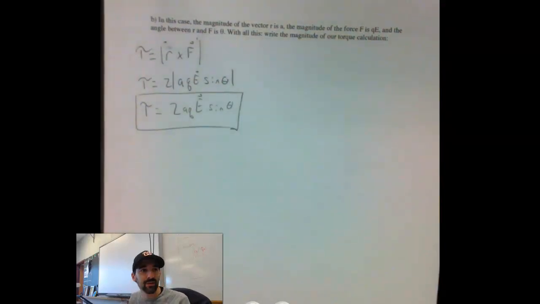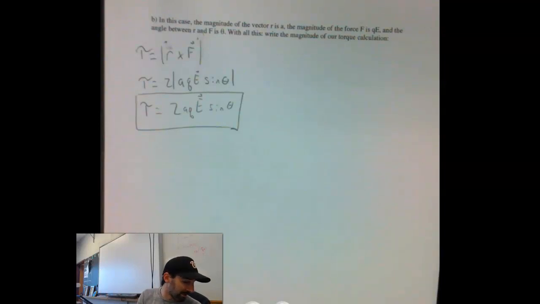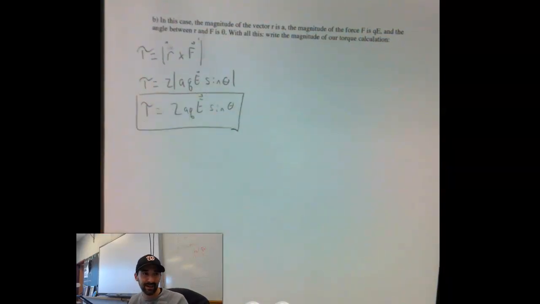That is a general solution for the torque acting on this dipole moment separated by some distance. And again, it's twice that because my separation distance is 2A. And as we described earlier, because the force is equal and in the same direction for both charges, the net torque has to be twice that.